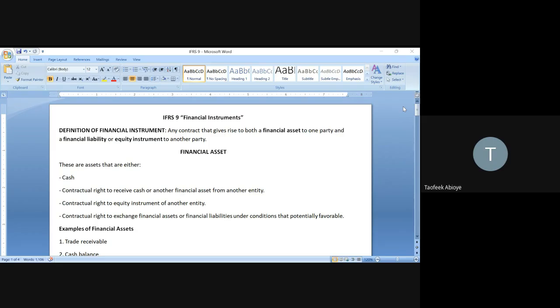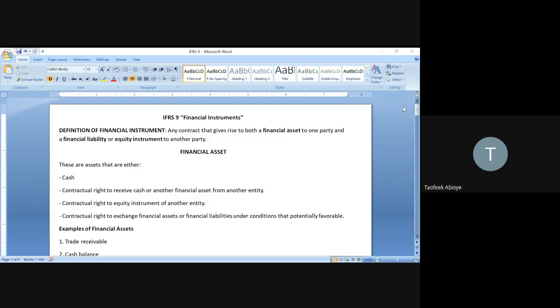Then we have IAS 39. IAS 39 has been scrapped, so there is no more IAS 39. There is now IFRS 9. Just like the former lease standard was IAS 17, but the new lease standard is IFRS 16. For revenue, our standard before was IAS 18, and the new standard is IFRS 15.